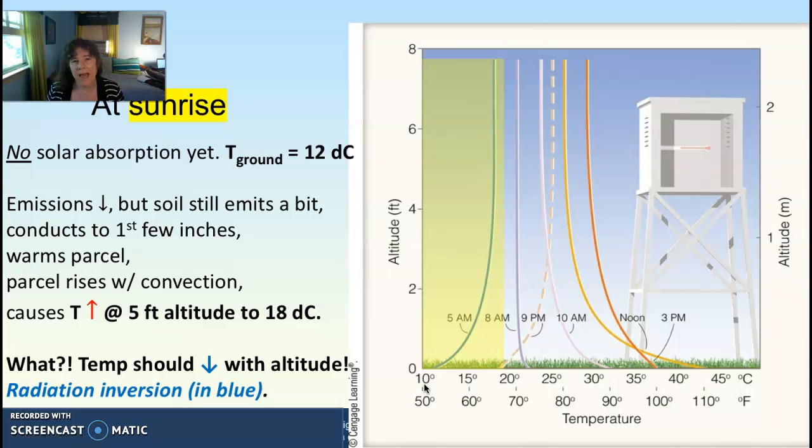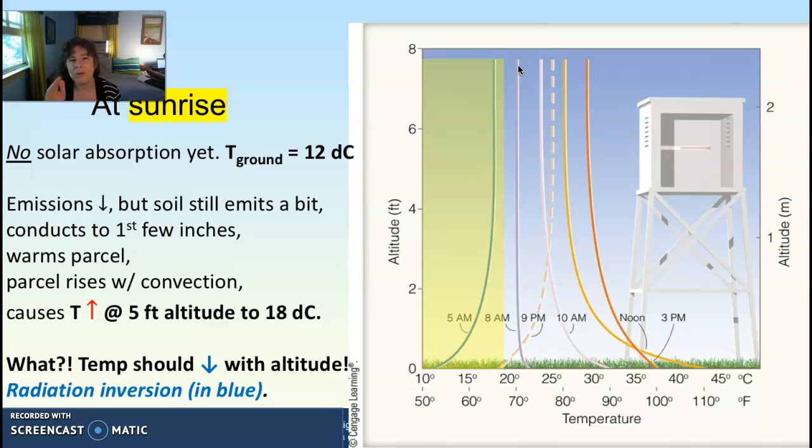So what we're noting here is that at sunrise, the temperature of the surface right around the grass is really cool. All the emissions all night long have cooled that surface temperature. Those emissions went up and emitted out to the first few inches, and there was conduction over the first few inches as well. And a parcel of warm air from those first few inches was convected up, and that convected up parcel actually ended up warming the area above the ground.